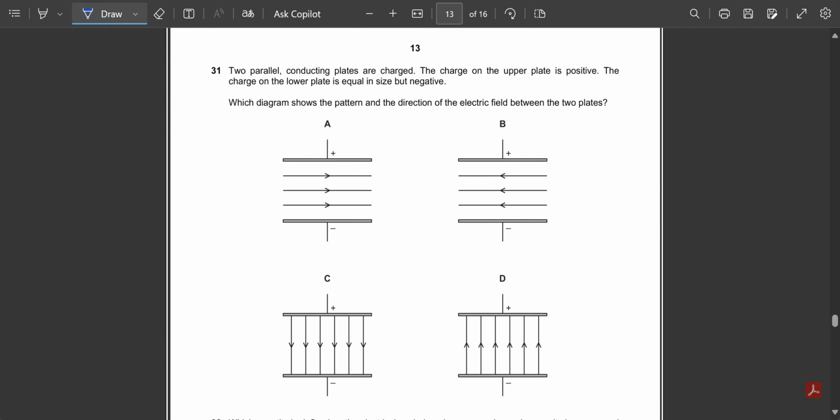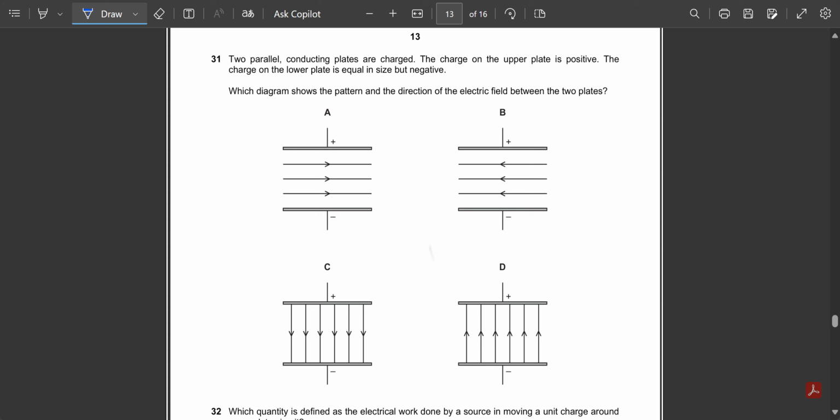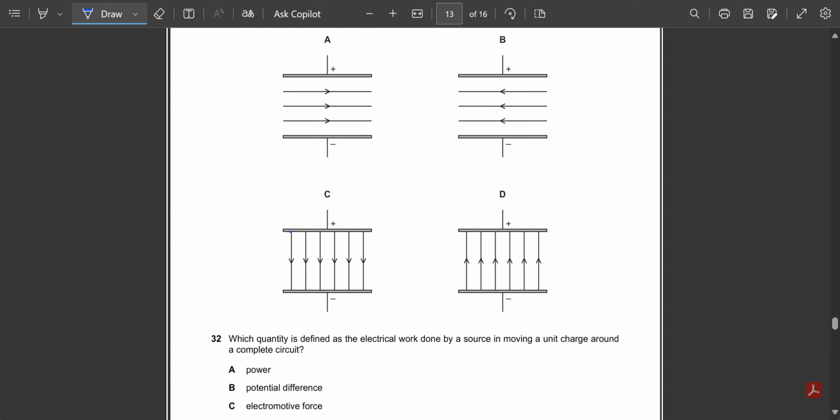Two parallel conducting plates are charged. The charge on the upper plate is positive. The charge on the lower plate is equal in size but negative. The diagram should show that the field is always from positive to negative. The direction should also be positive to negative. So that's C.